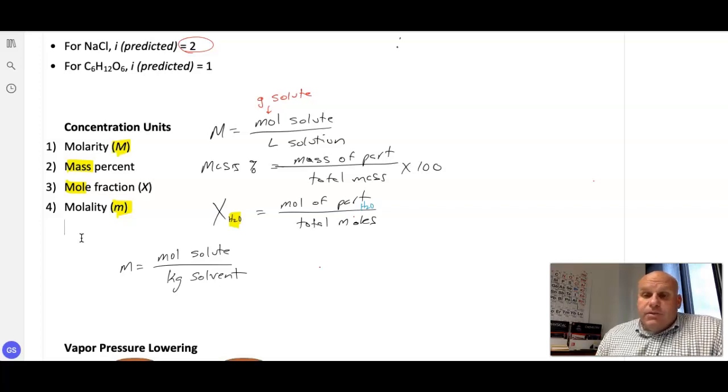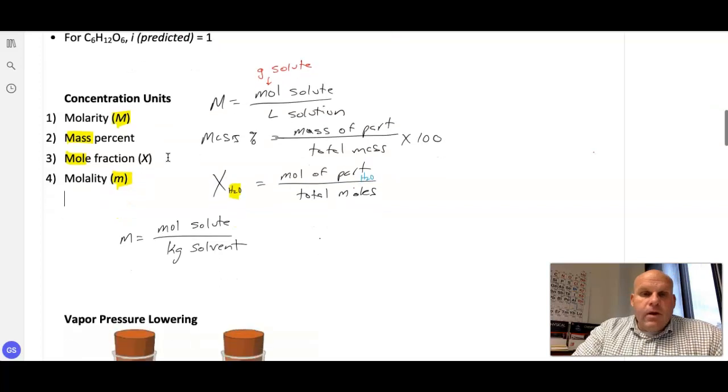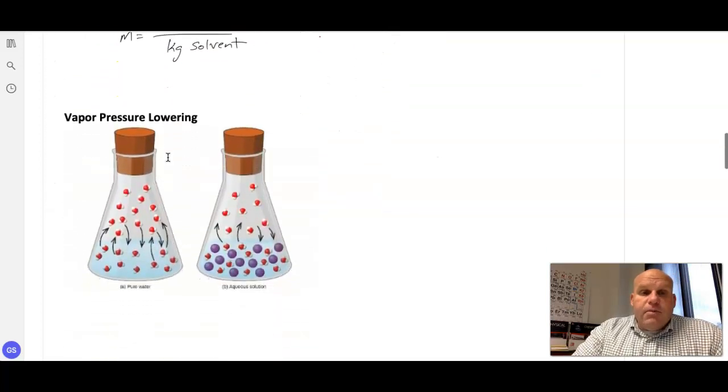Again, we may have to do some conversions to get to those values before we plug them in to get our molality. All right, I'm going to pause it there. Please pause it there. Make sure you have these equations down to calculate these various concentration units. All right, so let's get into each of the colligative properties at this point.